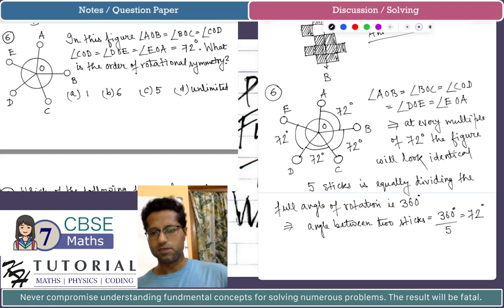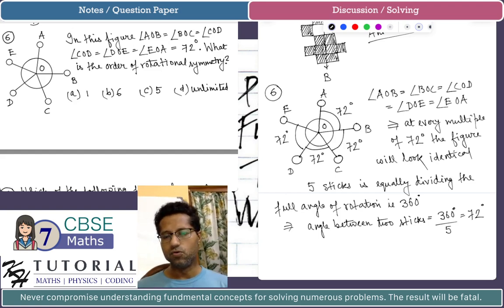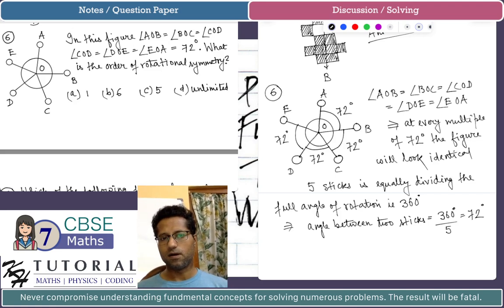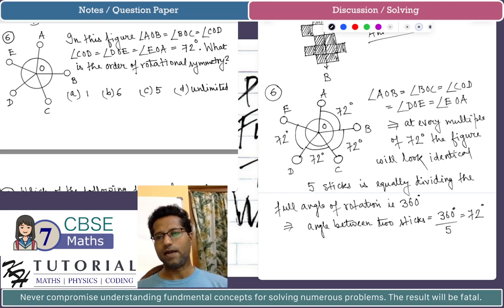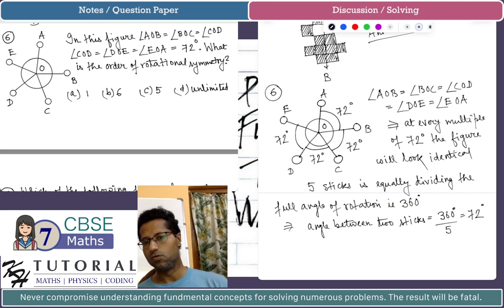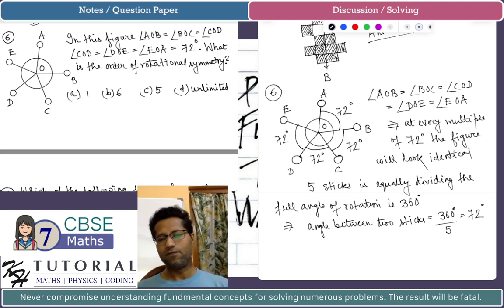The order of rotational symmetry will be 5, because you can clearly understand that if you rotate the entire figure by 72 degrees, you will have an identical figure. If you consider the given figure to be at a 0 degree angle, and rotate it by 72 degrees clockwise, then the end A will reach B, B will go to C, C will go to D, D will go to E, and E will go to A. So that will also look identical.